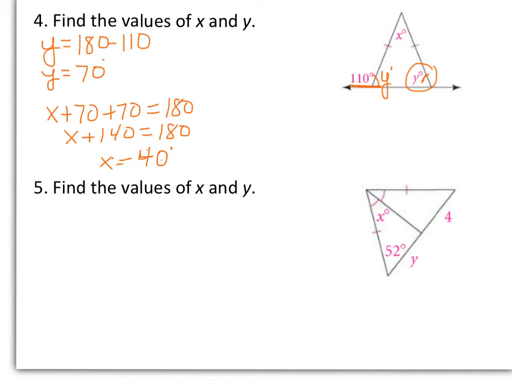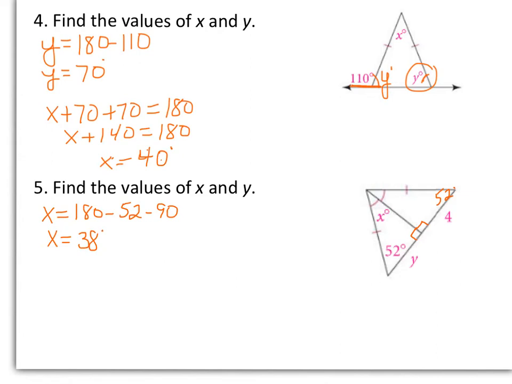Okay, same idea in 5. We're looking to find the values of X and Y. So we see that we have an isosceles triangle. So if we want, we can mark this angle as 52 degrees. I also notice that my vertex angles are congruent, which means my line is a perpendicular bisector. So I have a 90-degree angle at my base. So to find X, remember those three angles will add up to 180 degrees. I can take 180 minus 52 minus 90, and I get that X is 38 degrees.